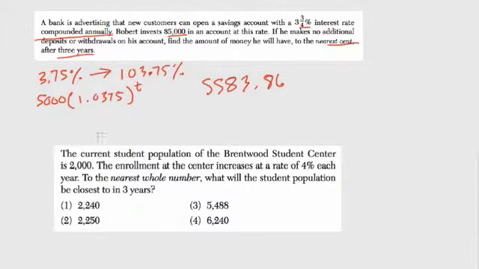In general, this is your starting amount, this is your interest growth or loss, and t is the time period it takes to compound the interest. Here it's annually, so it's just the number of years.